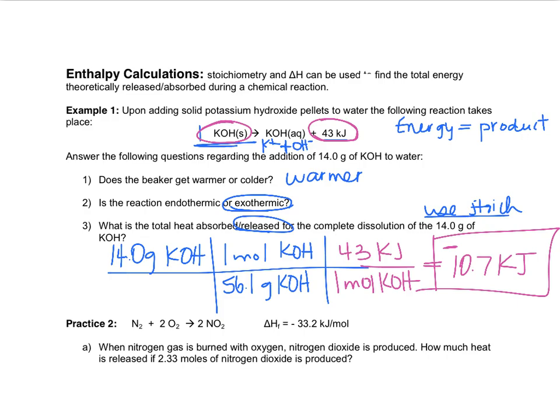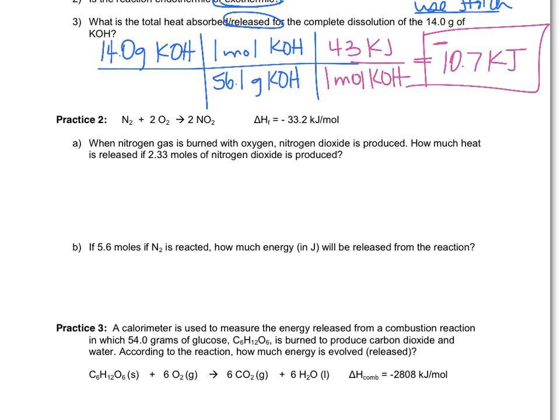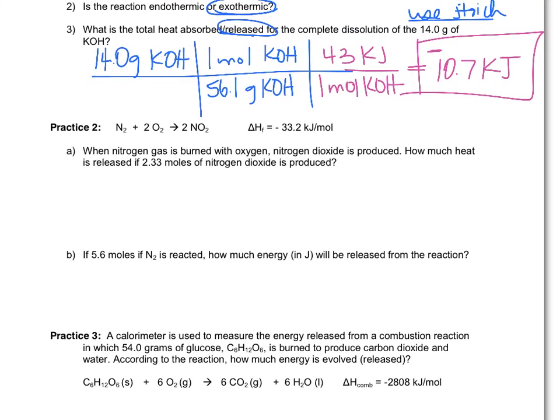All right, so I want you to try the next two reactions I gave you on your own and see if you can figure them out. They're very similar. The only thing that we did differently in practice problem 2 is that I give you the kilojoules per mole. So this is the ratio, or the relationship, that you're going to use. This is per mole of NO2 that you are forming. So you're going to use that to figure out your total amount of kilojoules that are released.